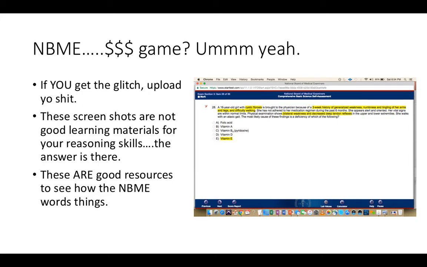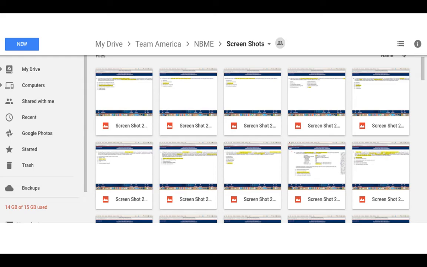But again, don't treat this like anything different. Understand these wrong answers. Know why folic acid's deficiency doesn't look like this. Vitamin A, vitamin B6. What does vitamin D deficiency look like? Know those as well. I'm not highlighting the answer here just so you can focus on that. Remember the wrong ones. And then this is on the Team America Drive. You have a bunch of screenshots from prior students of right answers to tests that you paid for. So you should have this information. If you get this glitch again, please take screenshots and upload them so you can share them with each other.